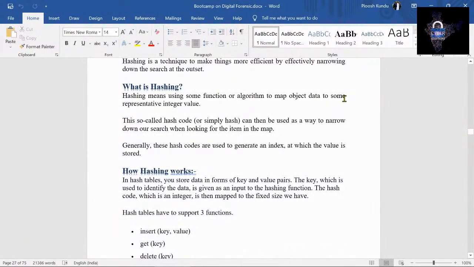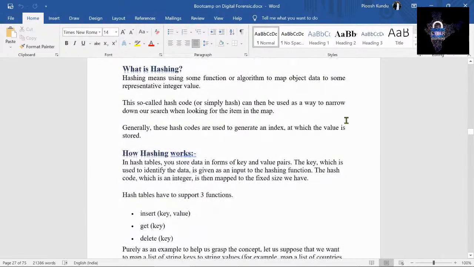Now we'll move on to hashing. Now, what is hashing? Hashing means using functions and algorithms to map object data to some representative integer value. This is also called the hash code, or simply the hash, and it can be used to narrow down your searches while looking for an item in the map. Generally, these hash codes are used to generate the index at which a value is stored.